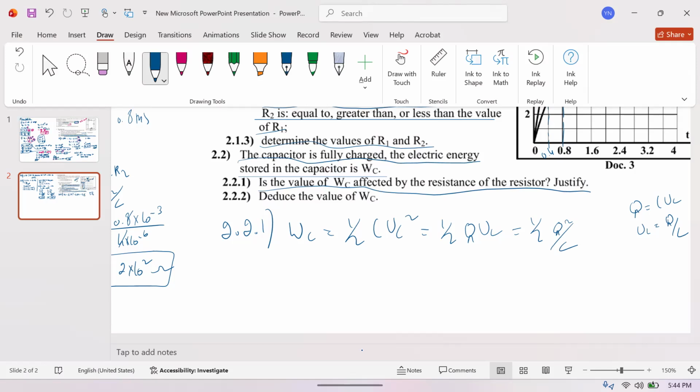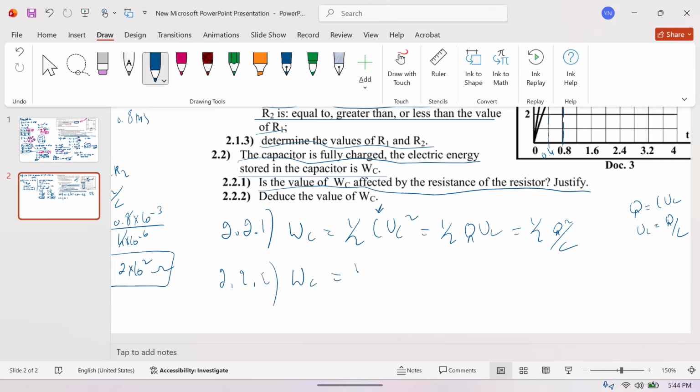So no, the resistance doesn't really affect the stored energy, because at the end, when the capacitor reaches its steady state and it's completely charged, this is affected by how capable the capacitor is to accumulate charges, which is C, the capacitance, and it is related to the voltage of the capacitor. Does it have a big voltage, a small voltage? The voltage also decides how much charge a capacitor can handle. So, deduce the value of WC.